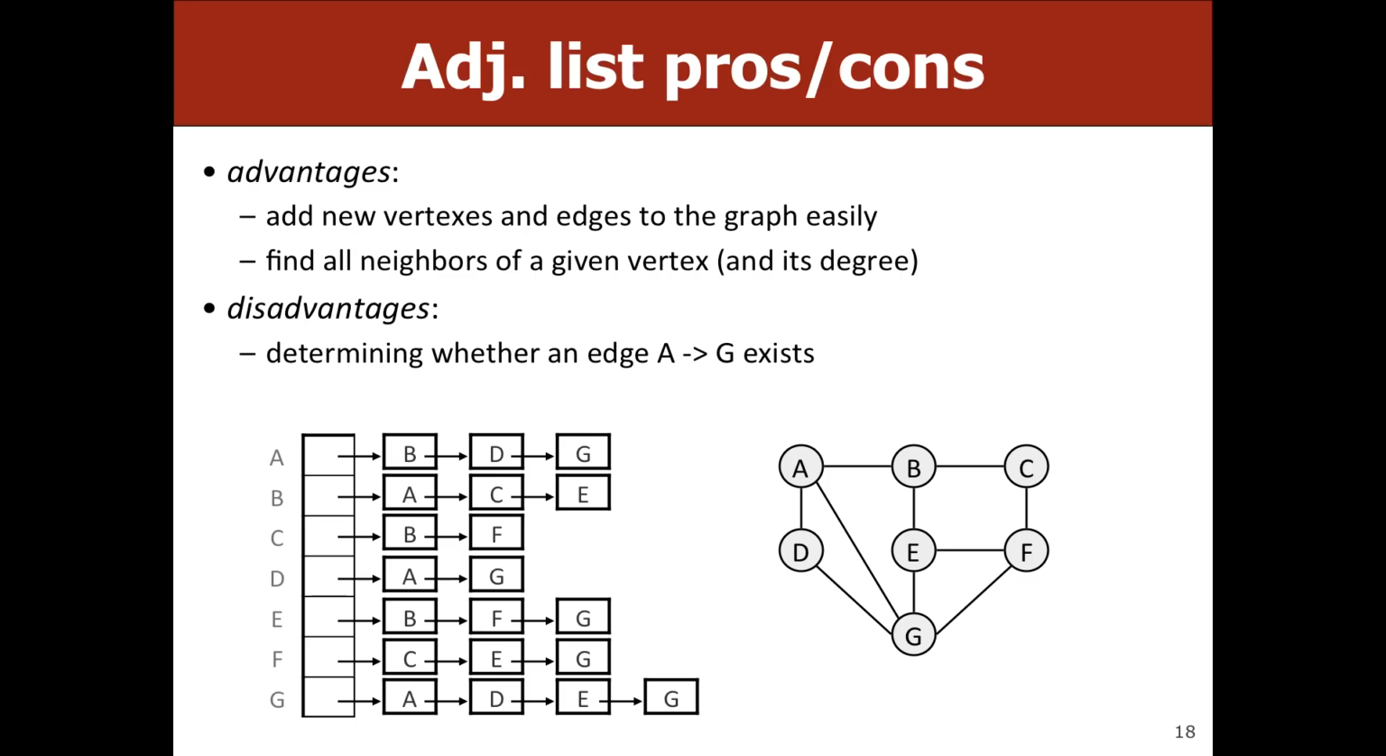What questions do you have about adjacency lists and edge lists so far? Yeah. Why does D include itself? That was a typo, and I'm sorry. Yeah, this should not be here. Sorry.